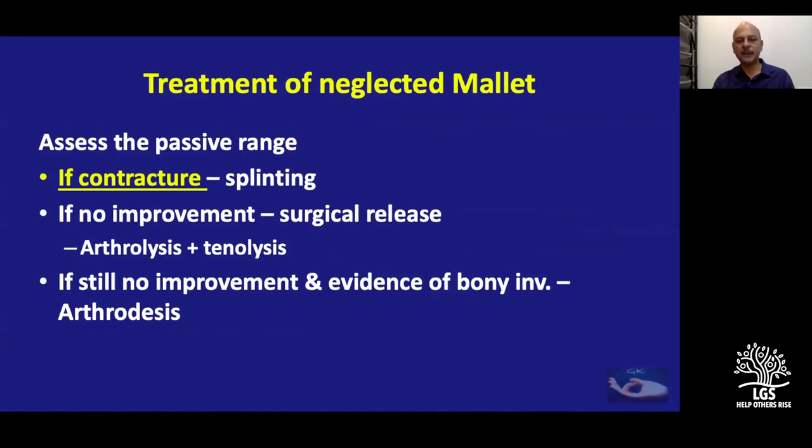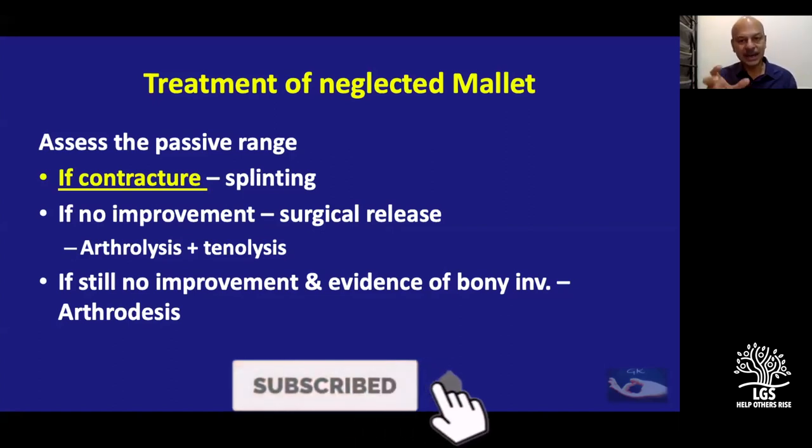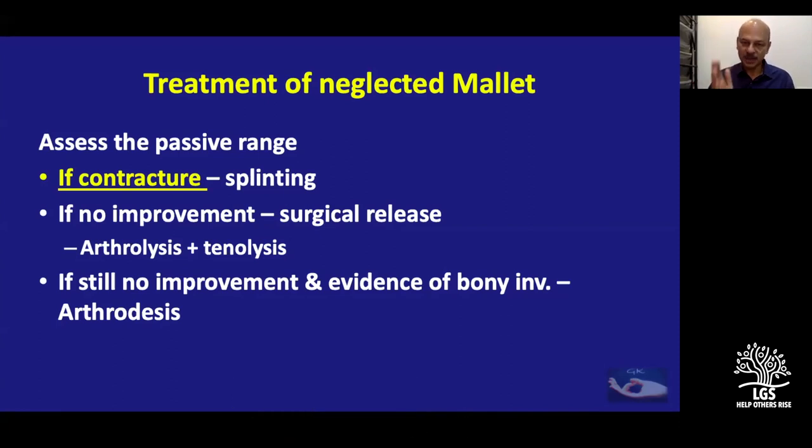So how do we manage the neglected? So far we have seen the acute mallet when you think of surgical management. Now we'll talk about the neglected, that is, the patient coming to you after a failure of splint therapy or after no treatment at all. We need to assess first the passive range. If there is a contracture, we need to apply a splint slowly to bring it back. If there is no improvement, we need to do a surgical release. Either an arthrolysis or tenolysis may be needed to completely make the joint passively mobile and supple. If there is still no improvement and evidence of bony involvement, arthrodesis.